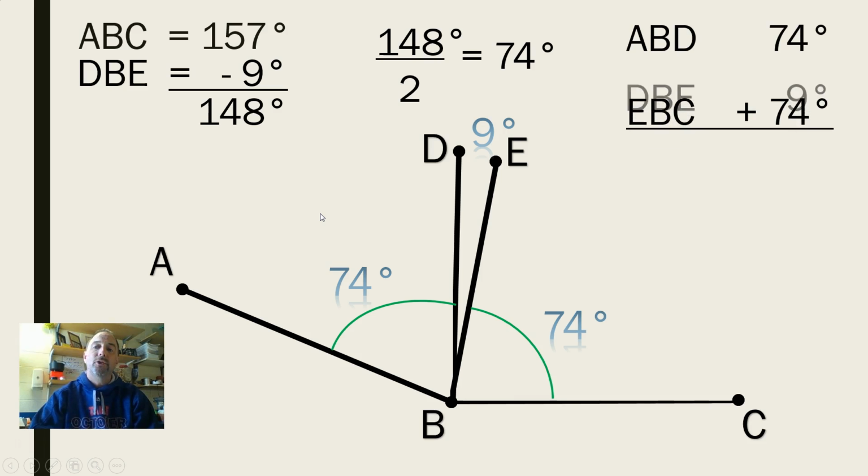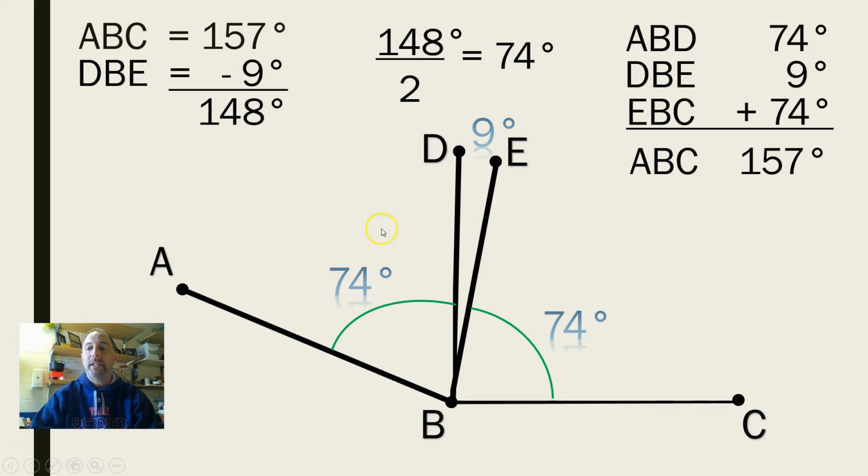And I do the math. I add it back together to check and make sure that my answers are correct. And yes, ABC equals 157 degrees. And it is just this easy. It is simply adding one additional step of cutting in half the result of our subtraction to distribute it evenly on both sides of the center angle. Okay?